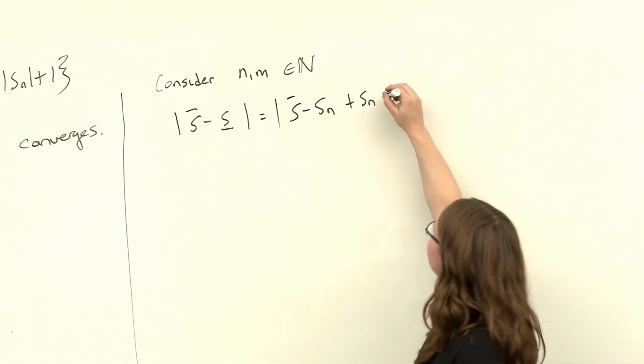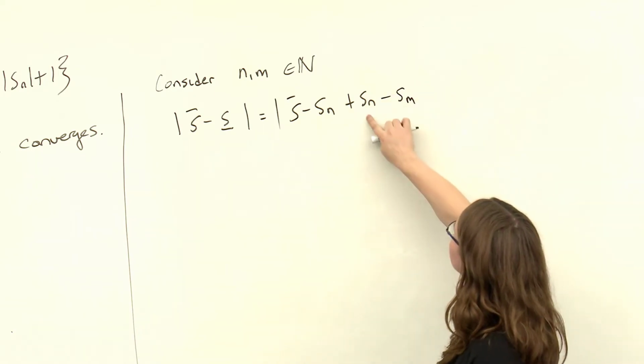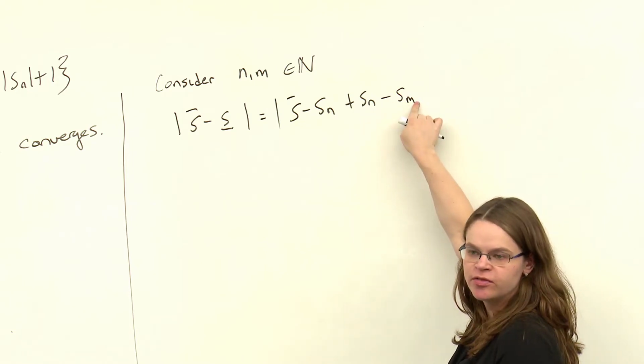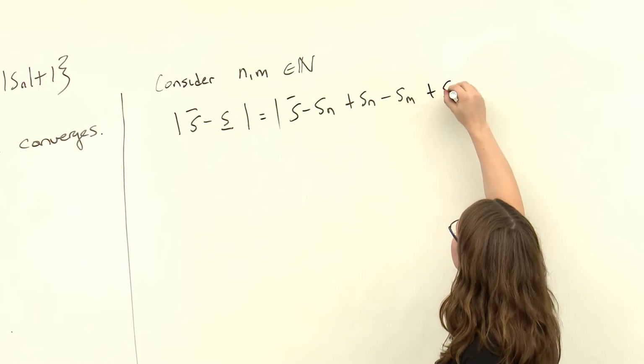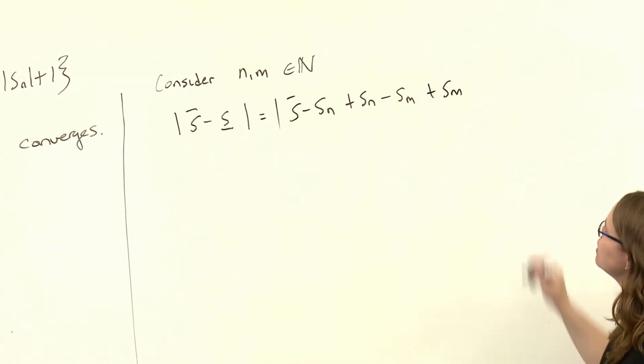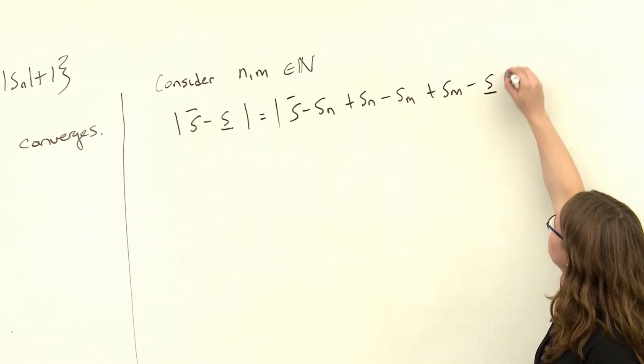And I'd love to have an Sm show up in here. This is a good term to work with because it's going to show up in our definition of Cauchy sequence. That means I need to add it back. And I still have this term here.